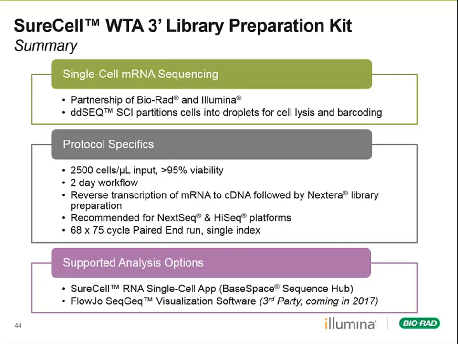Once we have those barcoded transcripts, we're going to have reverse transcription of the mRNA with double-stranded cDNA going into the Nextera library preparation. This is recommended for the NextSeq and HiSeq platforms and uses a paired-end 68 by 75 cycle single I7 index run. We have a supported base-based analysis option and a collaboration with Flojo to have additional visualization software to better look at subpopulations.